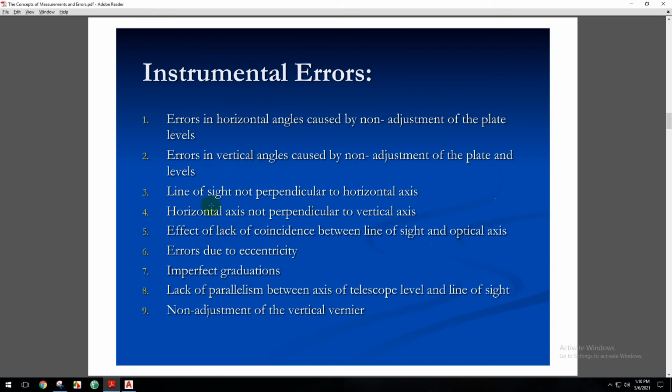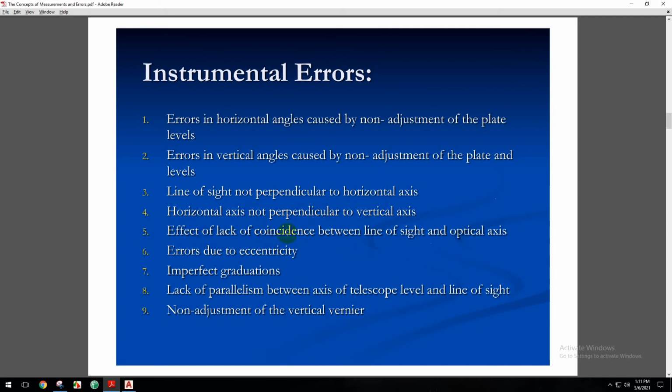Number 3, line of sight not perpendicular to horizontal axis. Oops, sorry, tao lang nagkakamali. Line of sight not parallel na siya to horizontal axis. So dapat parallel ang imong line of sight sa imong horizontal axis. Okay? Number 4, horizontal axis not perpendicular to the vertical axis. So dapat perpendicular ang imong horizontal ug imong vertical axis, di ba? Kay supposedly 90 degrees gyud na siya dapat.